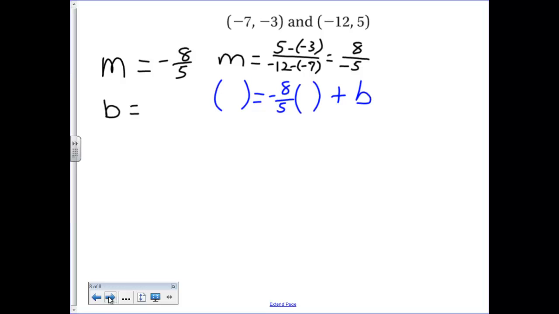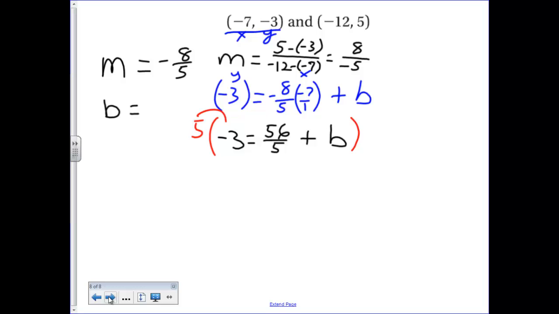And in order to solve for the b value, I take my negative 8/5 and I input an x and a y, either the first point or the second point, doesn't really matter which. To make the numbers a little bit easier to work with, I'm going to choose the first point. So my negative 7 goes here. I can put that over 1, and my negative 3 goes here, because this is x, this is y, this is x, this is y. So negative 3 is going to equal, negative times a negative is a positive, 8 times 7, 56 over 5, plus b. Now to make the calculations easier, I'm going to eliminate the 5 by multiplying everything by 5, make everything 5 times bigger, so I don't have to work with that fraction.